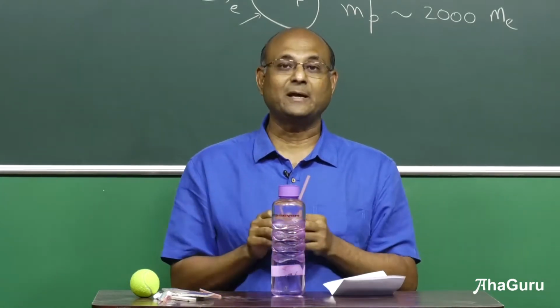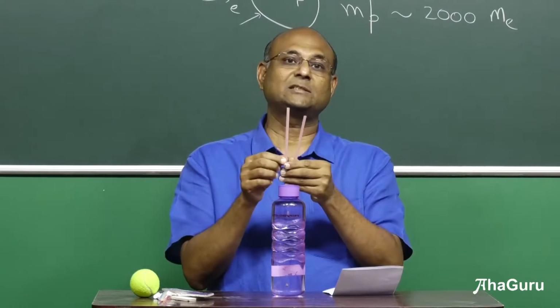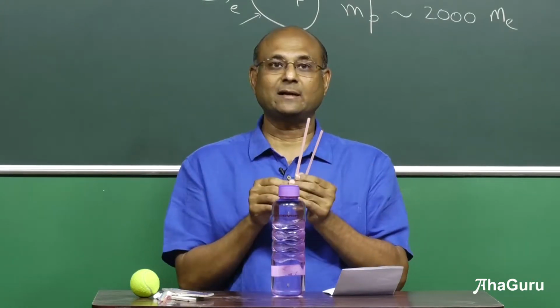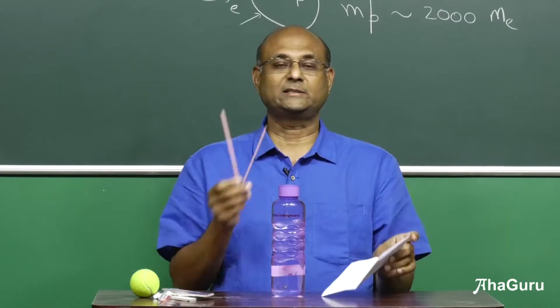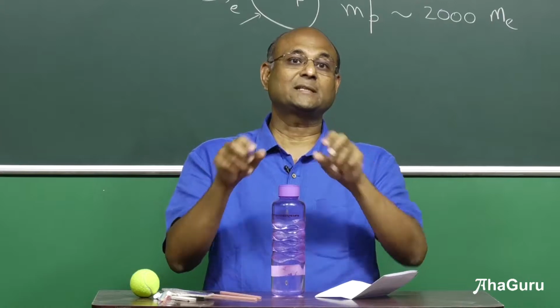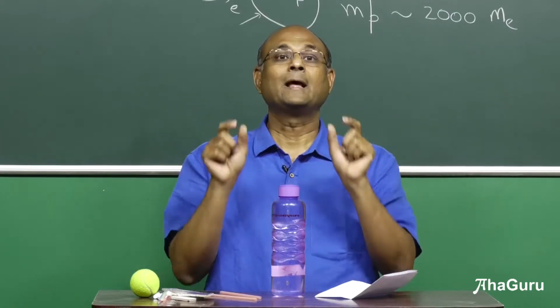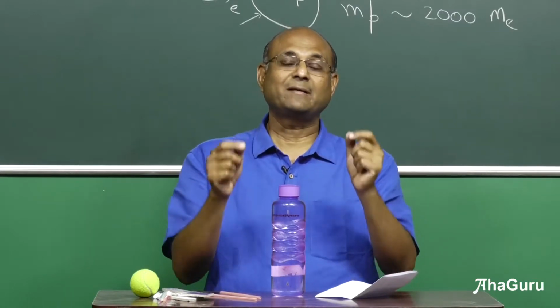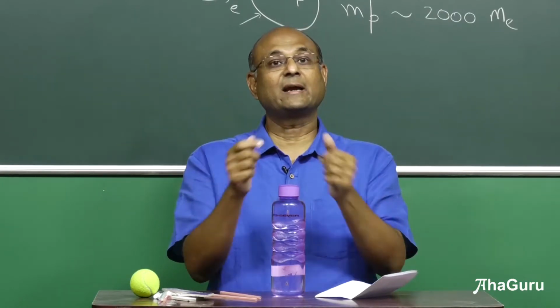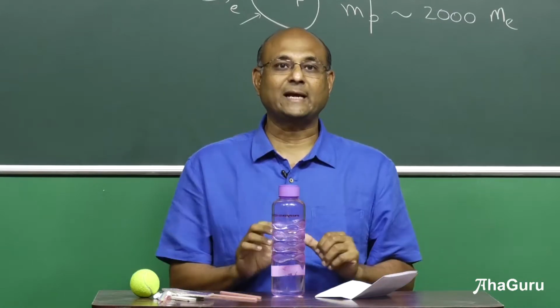So what we can see from here is two negatively charged objects repel each other and a negatively and a positively charged object attract each other. If I had two positively charged objects, they will also repel. So we say like charges repel. Positive positive repels, positive negative attracts, negative negative repels. Okay, so that is the basic idea.